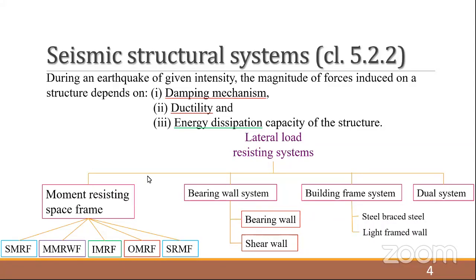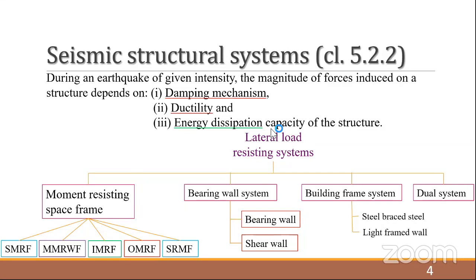Then, after dealing with the moment resisting space frame, we have the wall bearing systems. A wall bearing system is a structural system that relies on the same element to resist both gravity and lateral load. There are two types of structural walls under that: a bearing wall and a shear wall.